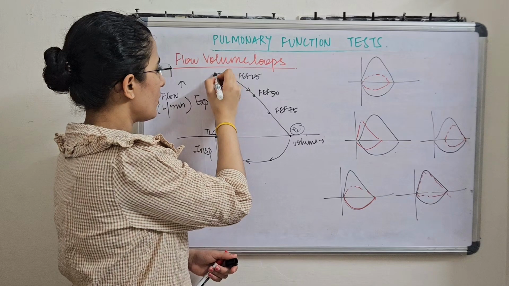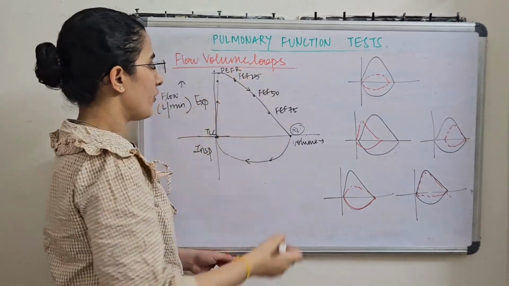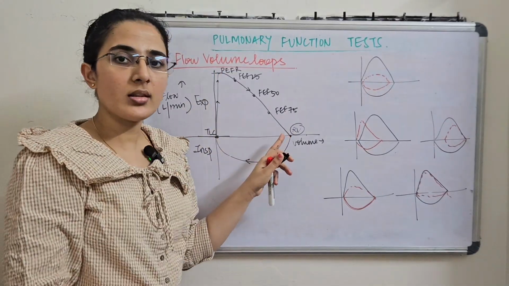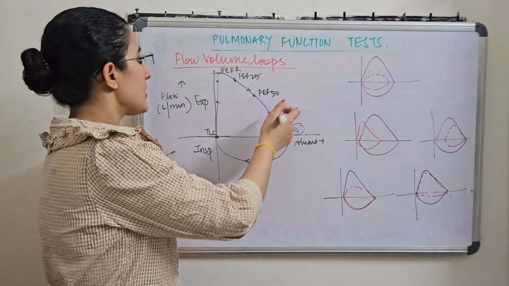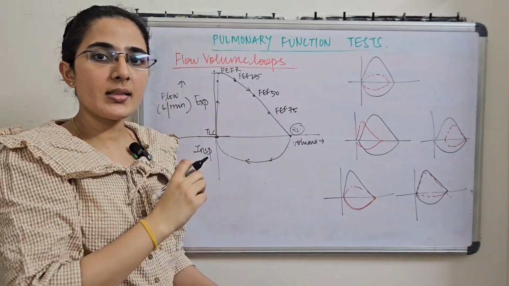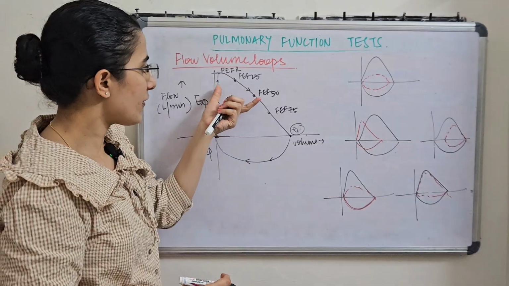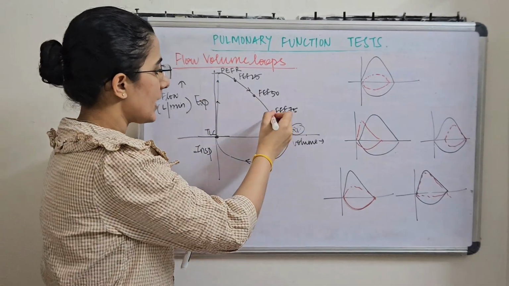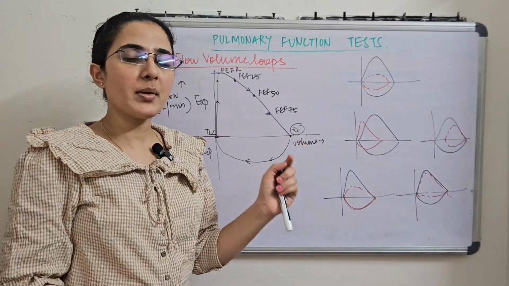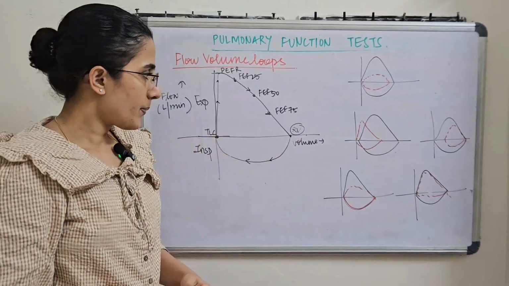The maximum flow rate which is achieved here is the peak expiratory flow rate. From here the patient will be expiring back to the residual volume. The expiratory portion of this graph will be divided into, first, the effort independent portion till the FEF 75. The remaining will be the effort dependent portion of this graphical analysis.